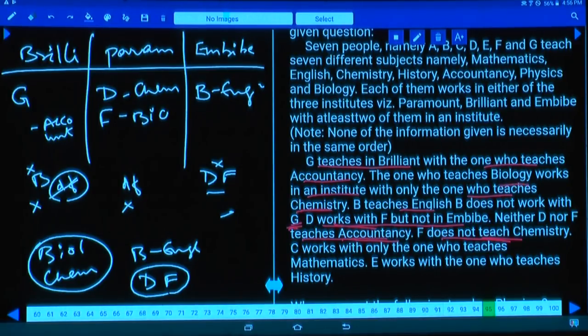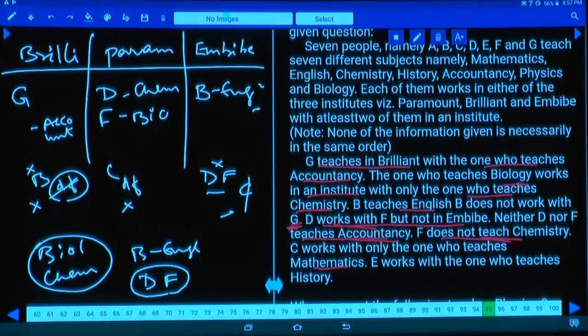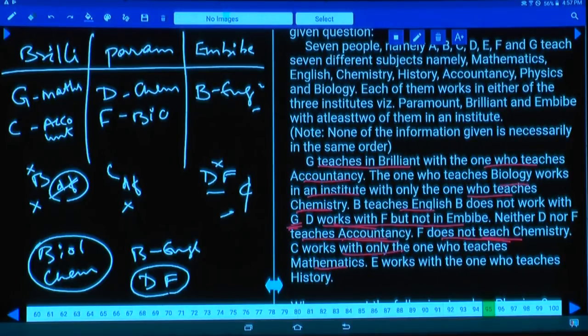And C works with only the one who teaches mathematics. Now C is working with only the one who teaches mathematics. Tell me whether C can be here? C cannot be at this place, isn't it? If C is here, then the English person is also there, which should not happen. As C cannot be here, and C cannot be in Paramount, C will be here, and this person is teaching only with the one who teaches mathematics. And whatever this one, C teaches accountancy. Then C works with only the one who teaches mathematics.